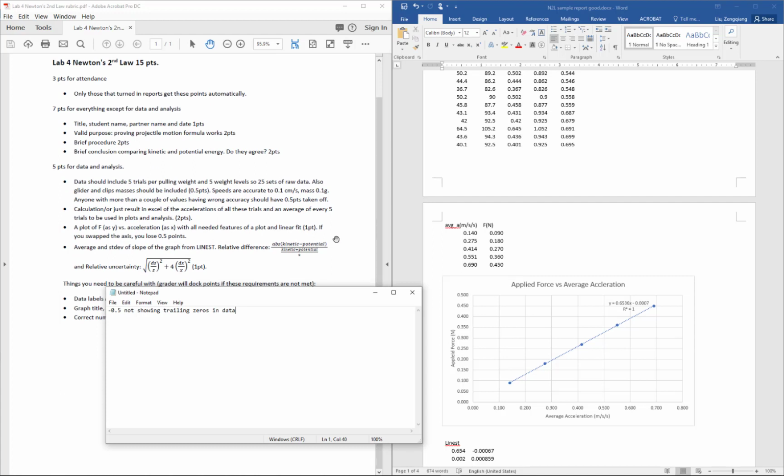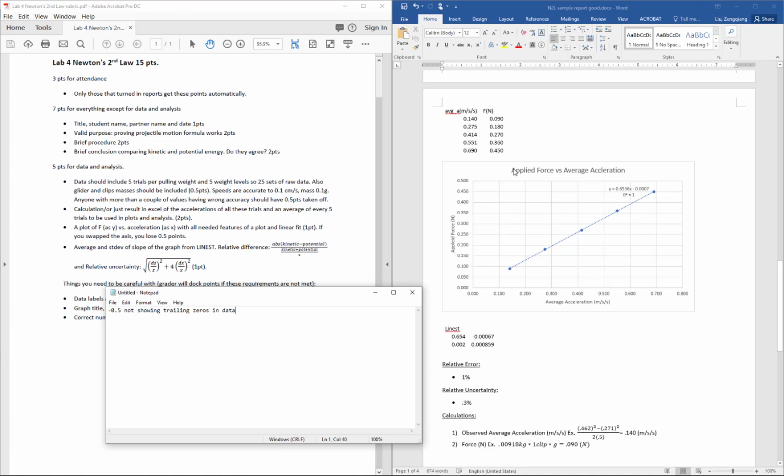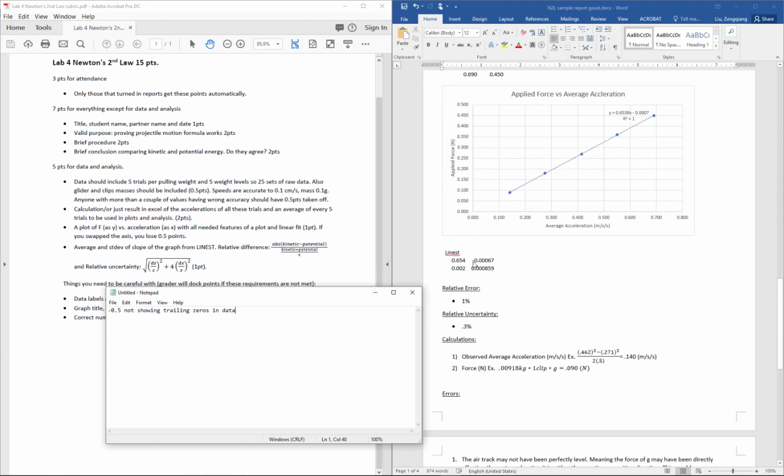Plot force versus acceleration. That was plotted. Applied force, acceleration. Units are correct. And looks like the plot is correct. It's also a nice title. The fit line seems right. So let's skip that. And then average, standard deviation of the slope from LINEST. Okay, LINEST was shown here.